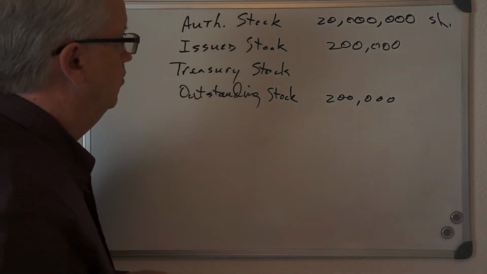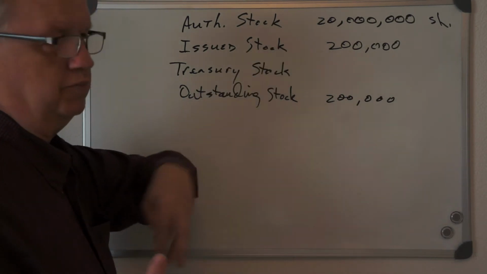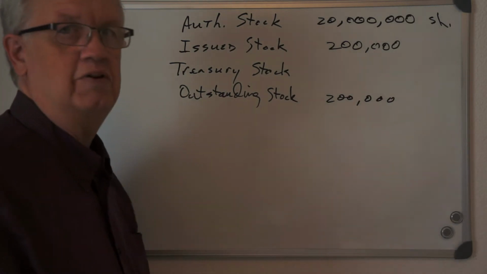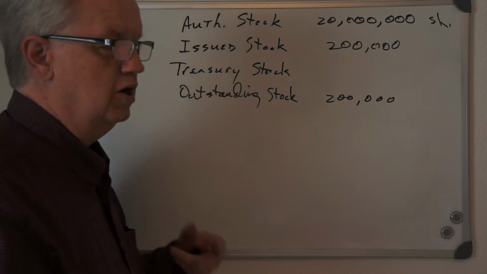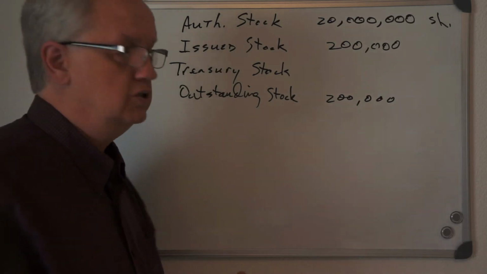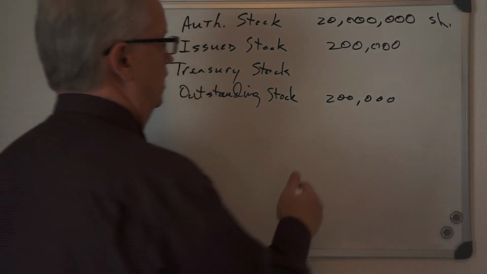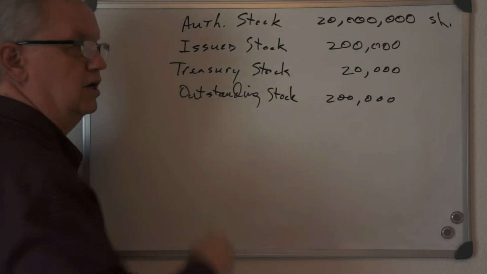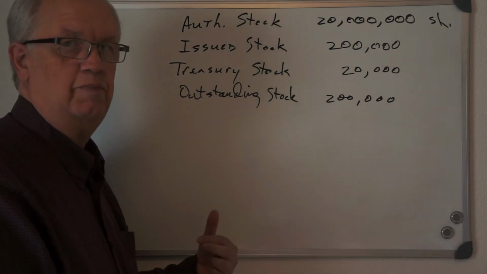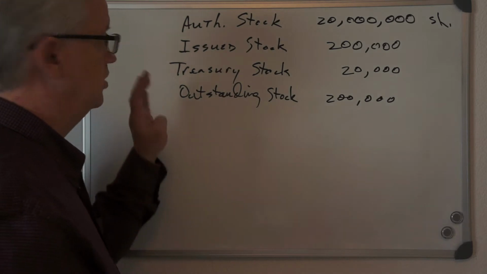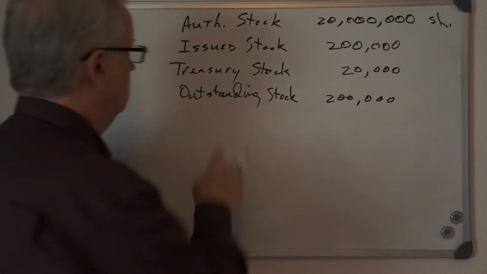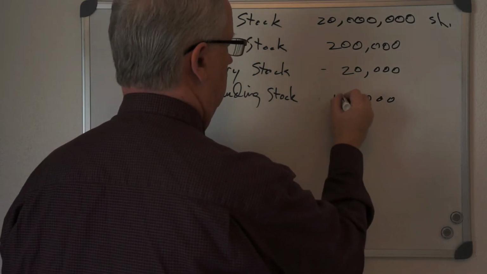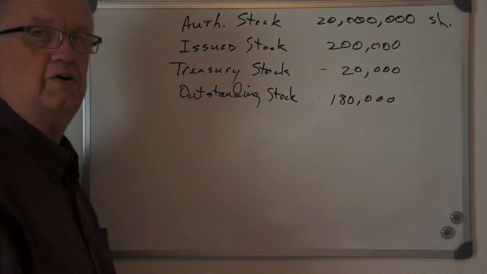Okay? But as time goes on, let's say it's spread out between 20 different owners, and somebody wants to get out of the business. They don't want the stock anymore. They got 20,000 shares. So the company decides to buy it back. They buy the 20,000 shares. This is treasury stock. This is the company buying the stock back from the investors. Has nothing to do with the U.S. Treasury. Okay? Now, outstanding shares is going to decrease. So now outstanding shares is 180,000.